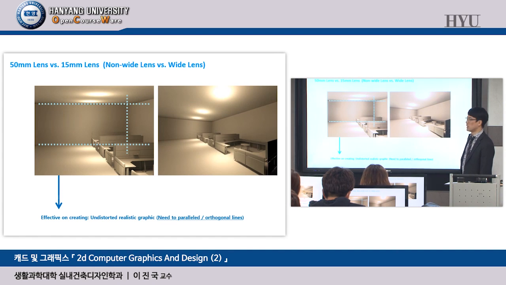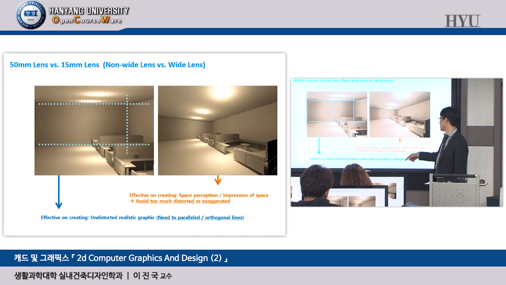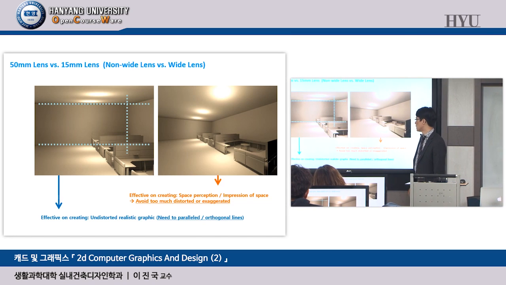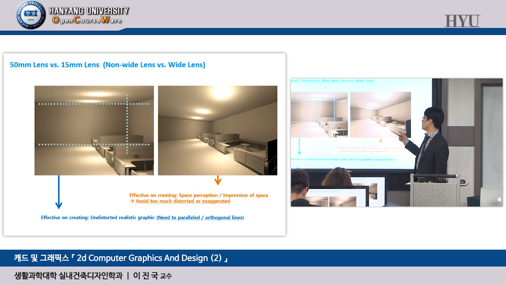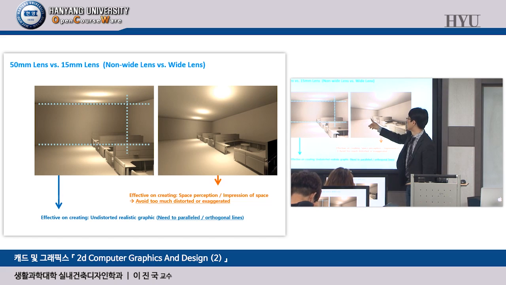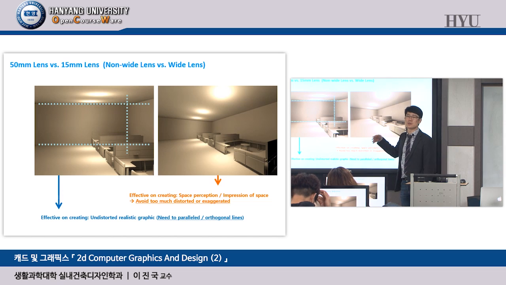Take a look at this one, the ultra wide lens. Very effective to create space perception, an impression of space. But you should be careful. Avoid too much distortion or exaggeration, okay? Take a look, too much exaggerated compared to this one. The distance from this point to this one looks really, really long, but actually it's not. So this one is exaggerated, distorted.